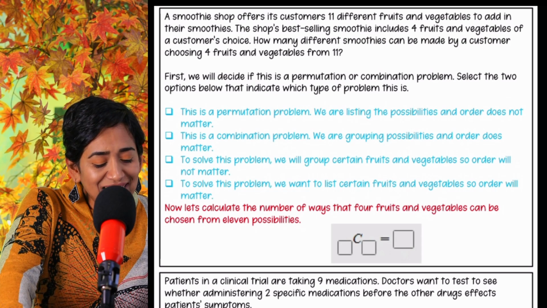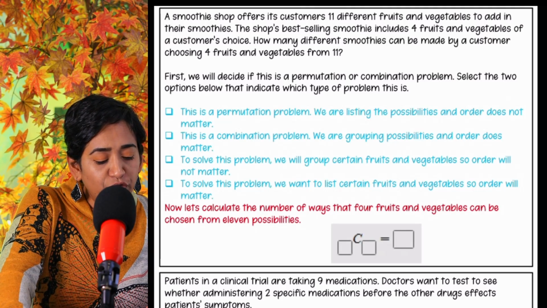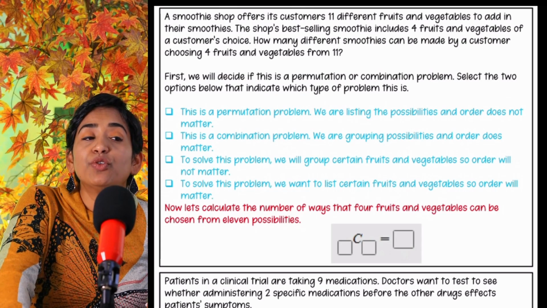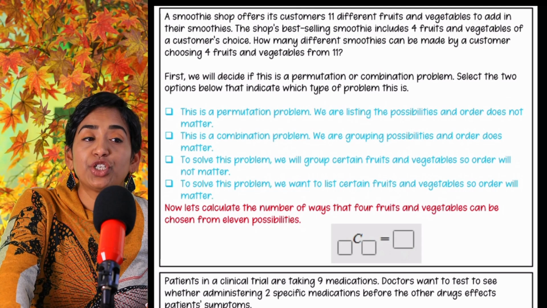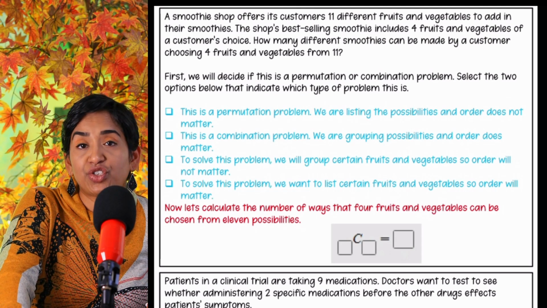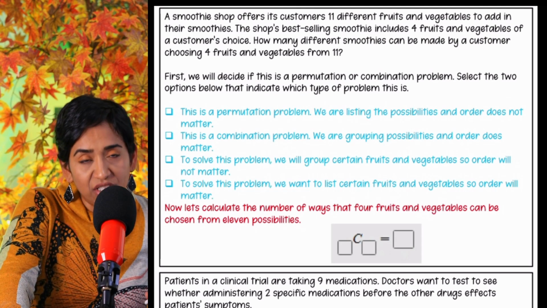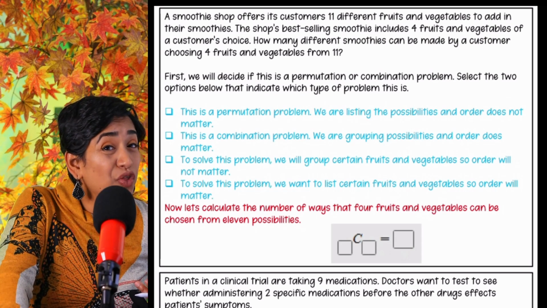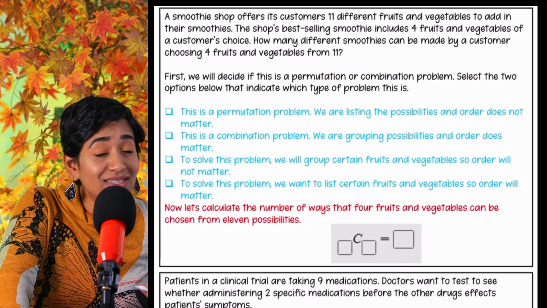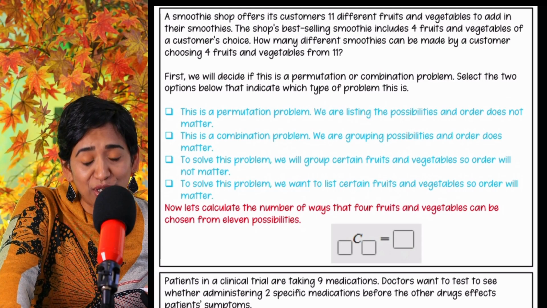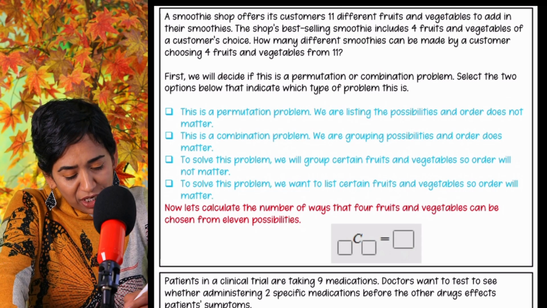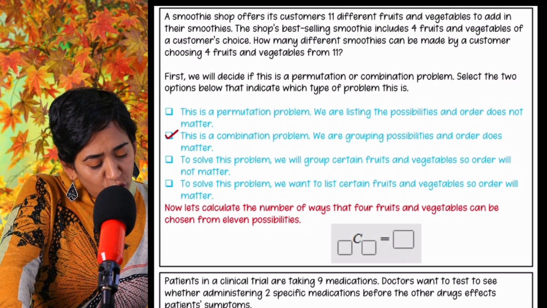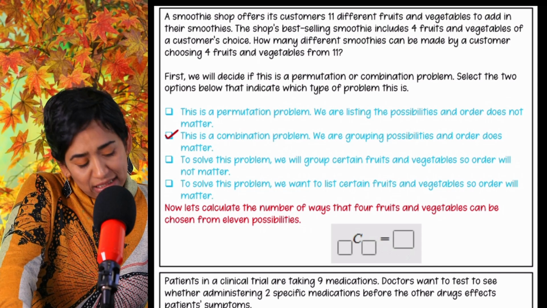The shop's best-selling smoothies include four fruits and vegetables of a customer's choice. How many different smoothies can be made by a customer choosing four fruits and vegetables from it? First we have to decide if it's a permutation or a combination. It's a smoothie. I'm putting everything in and blending it, so it doesn't matter what goes first or what goes second. So I know it's a combination. We are grouping possibilities and the order does not matter.